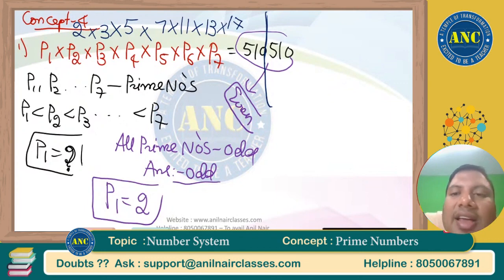I hope the idea is clear. Just by looking at the question, you can find out the values of P1 to P7 if you know the divisibility rules of some selected prime numbers. Concept number 4, I hope it is clear. First problem. Second one.